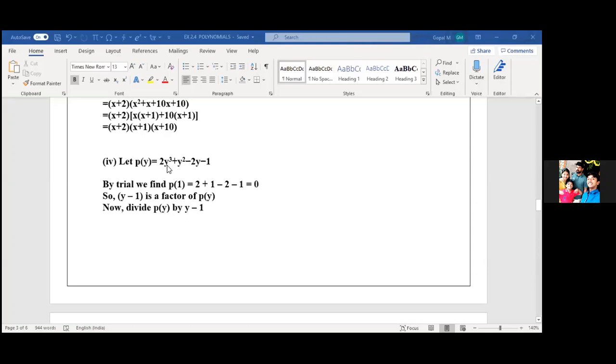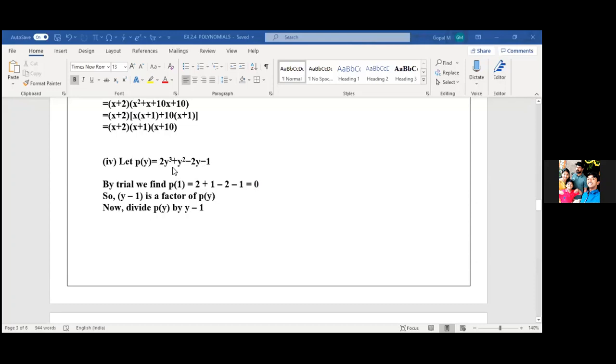If I apply, you'll be getting 0 or not. So if I apply 1 here, 1 cube is 1, 1 twos are 2, 1 square is 1, and 1 into minus 2 is minus 2 and minus 1. Here we are getting 0. Once I get 0, so x is equal to 1, so x minus 1. Here the variable they have taken is y. So y is equal to 1, y minus 1 is a factor. Am I clear? Yes, ma'am.